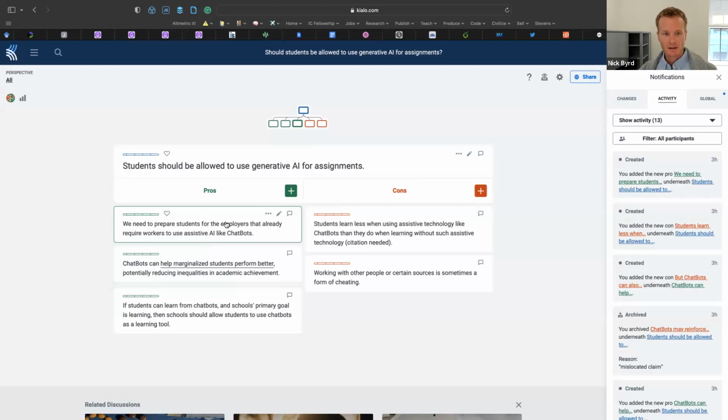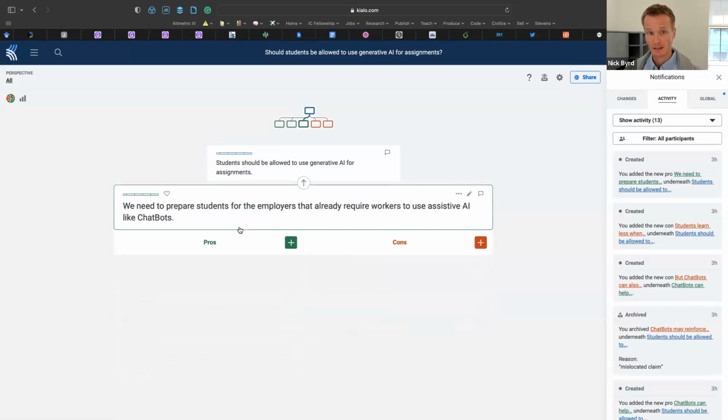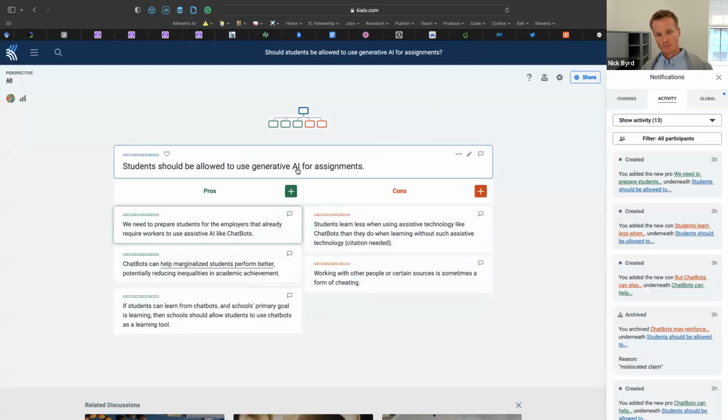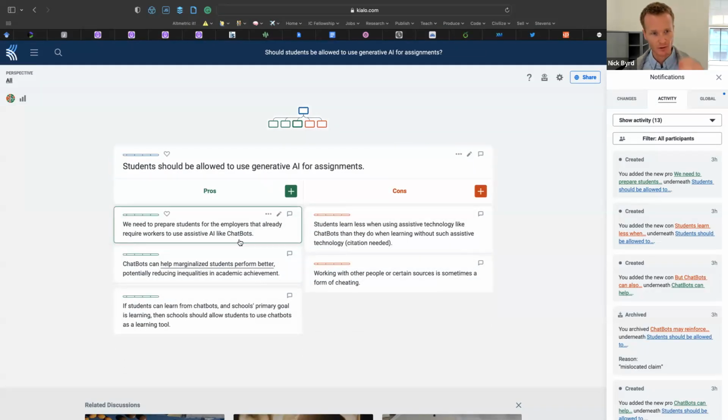And now you'll see here, I've got this claim here. We need to prepare students for employers that already require workers to use assistive AI like chatbots. This is a reason I mentioned in the chat. And when I click on it, it expands this reason and then shows that it's supposed to be a reason for this. And you can now see that this mini map is updated. It shows where we are in the map. Now, if I go back to the thesis, it opens up. I clicked on the thesis and it opens up all the reasons again.